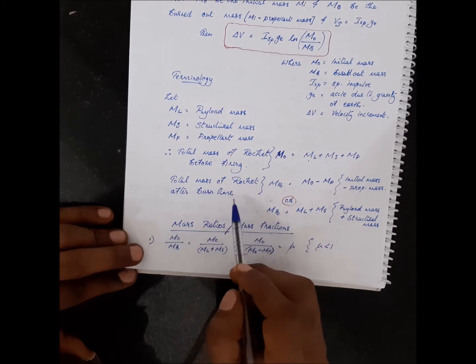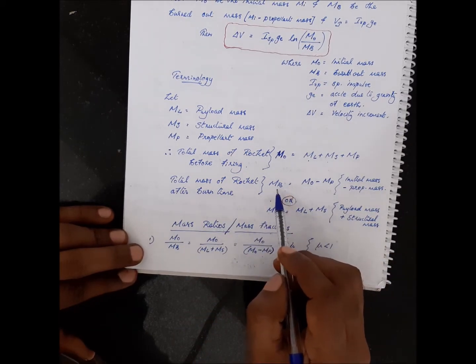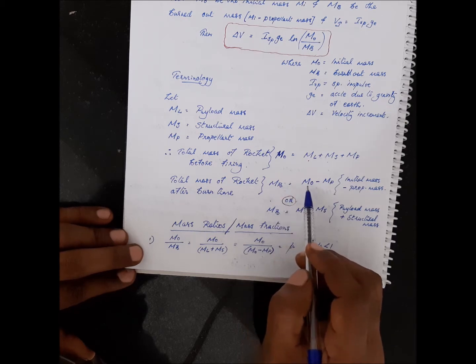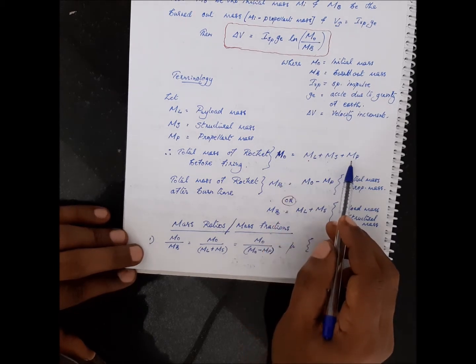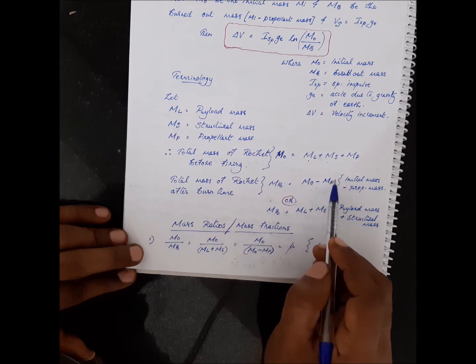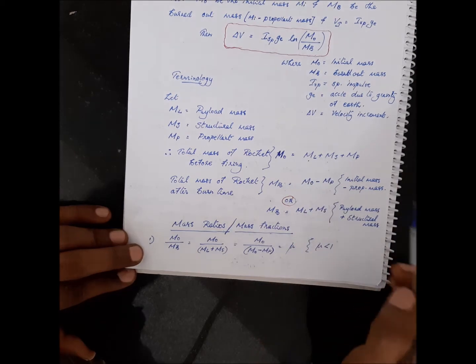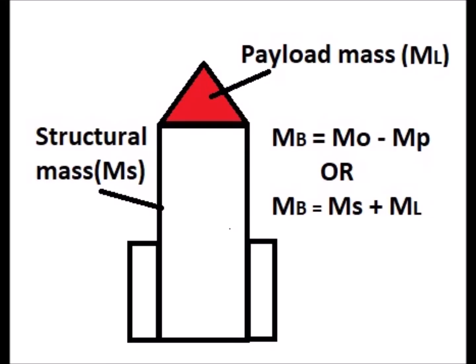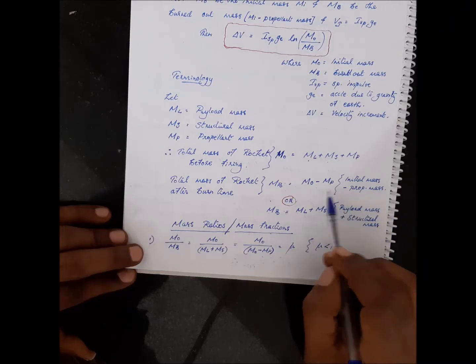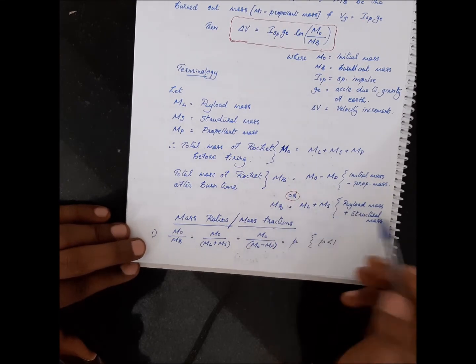The total mass of the rocket after the burn time, after the propellant has been burned, what is the mass of the rocket? That is nothing but the original mass minus mp. Original mass minus mass of the propellant. That is also equal to the structural mass plus the payload mass. So initial mass minus propellant mass gives you mb, or you can say mL plus ms also.